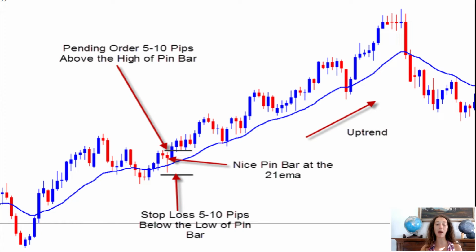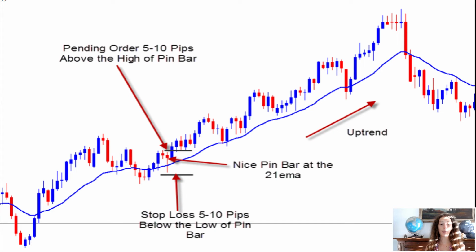Trading rules, pin bar with moving average. Buy: the pin bar finds support in an uptrend at the 21 EMA, exponential moving average. Place a pending order 5 to 10 pips above the high of the pin bar. Place a stop loss 5 to 10 pips below the low of the pin bar. If entry is not signaled within 3 to 5 candles, delete the pending order and wait for the next signal.